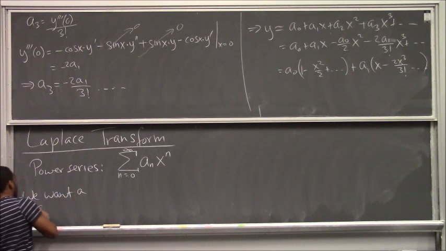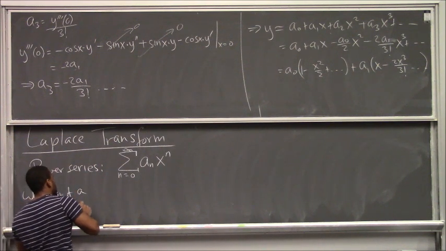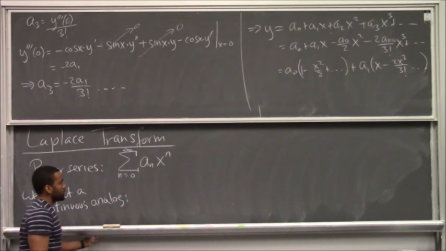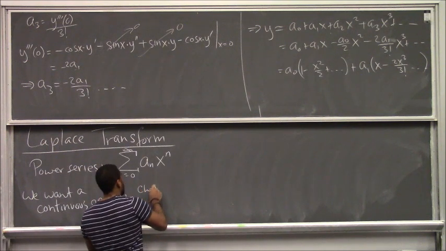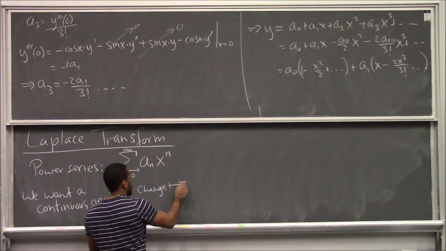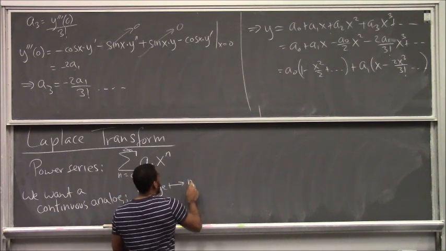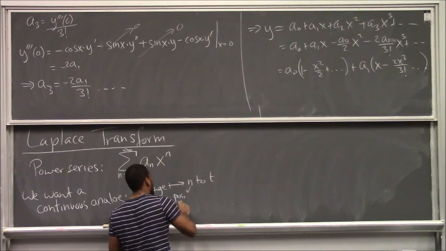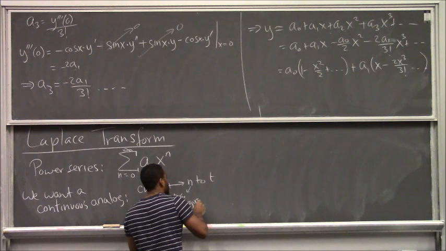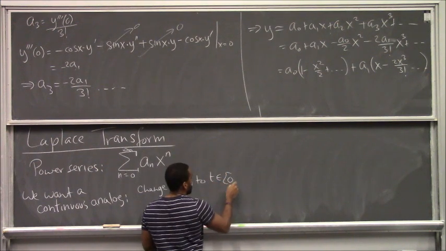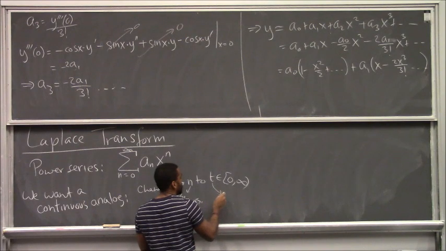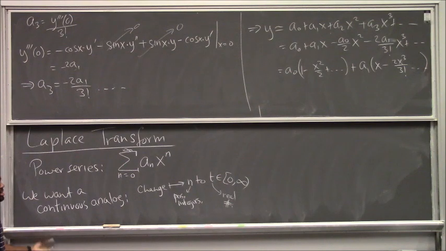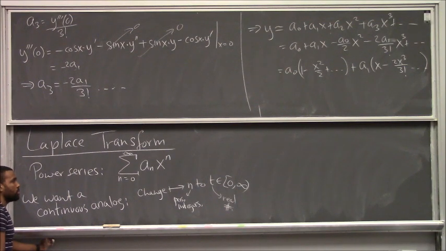We want a continuous analog. Is there a continuous version of a power series? The first thing we do is change the notation to understand that we're doing something different. So change n to t, where n are just positive integers, but t can be any real number in 0 to infinity. I don't want to count by integers anymore. Let these coefficients be any real number also.